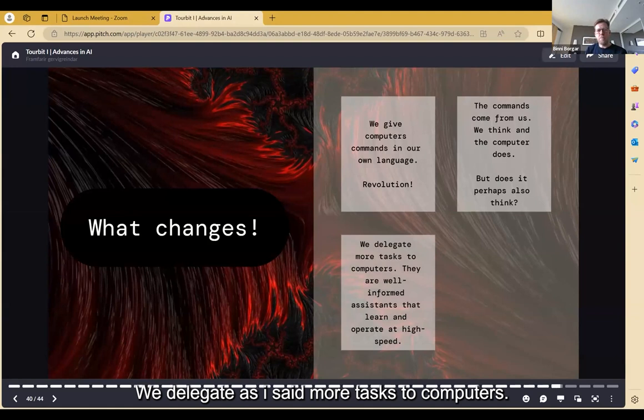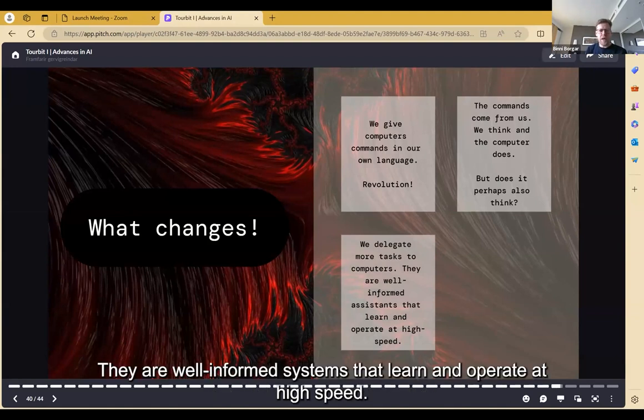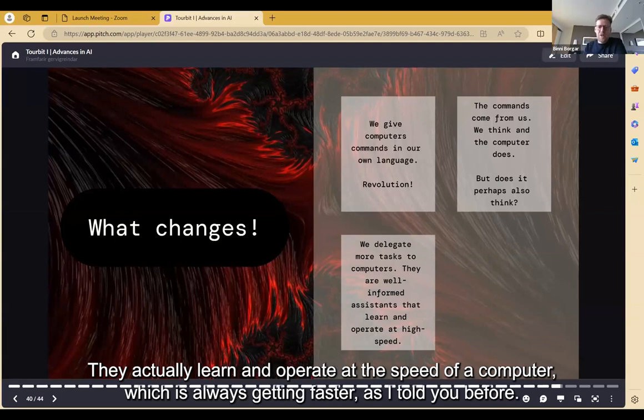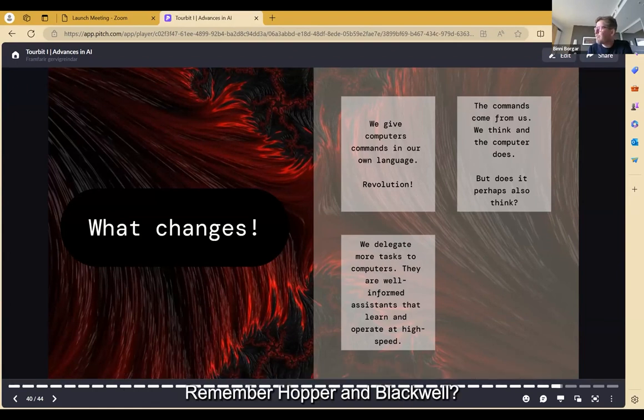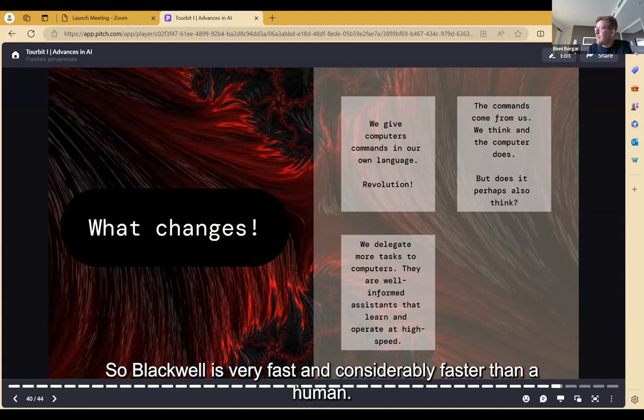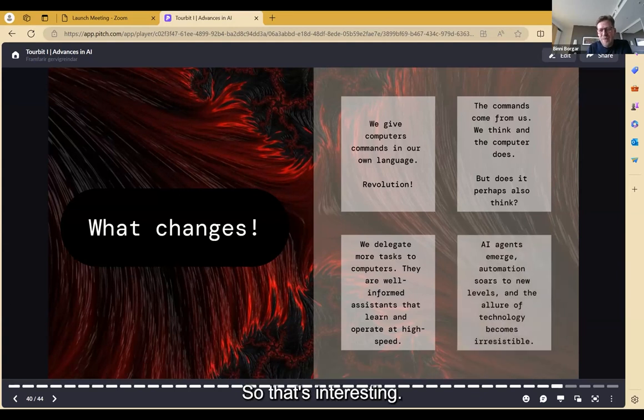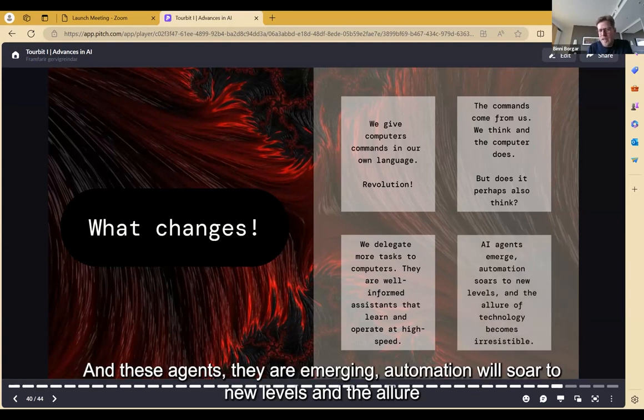We delegate, as I said, more tasks to computers. They are well-informed systems that learn and operate at high speed. They actually learn and operate at the speed of a computer, which is always getting faster, as I told you before. Remember Hopper and Blackwell? Blackwell is very fast and considerably faster than a human. So that's interesting. And these agents, they are emerging.